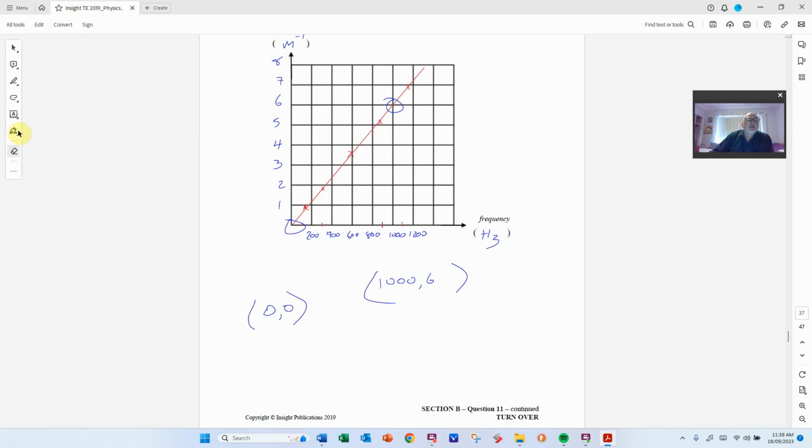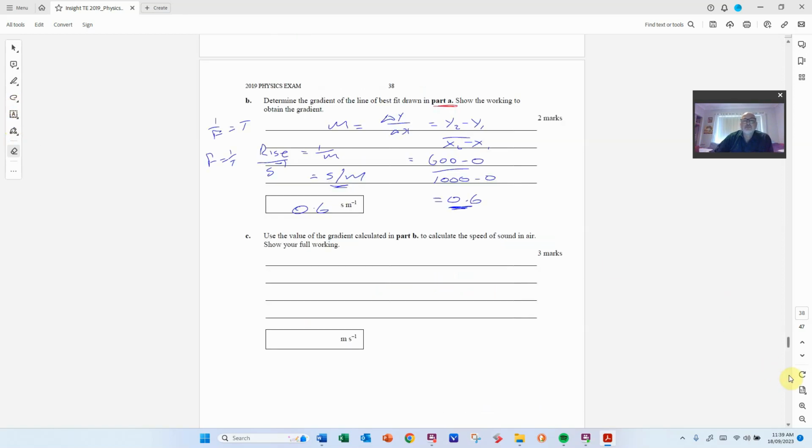So that's 6. Okay, so we'll use points 1000, 6, which is 0.006. Use a value for the gradient part B to calculate the speed of sound in air.